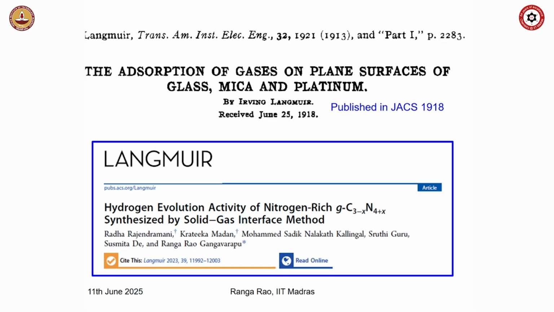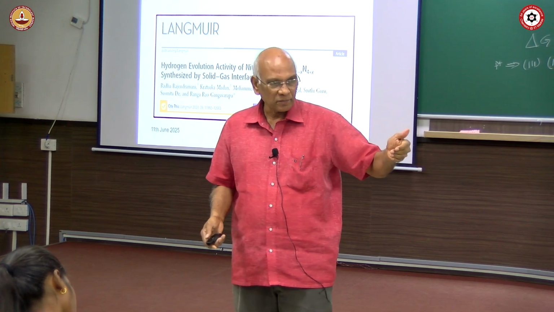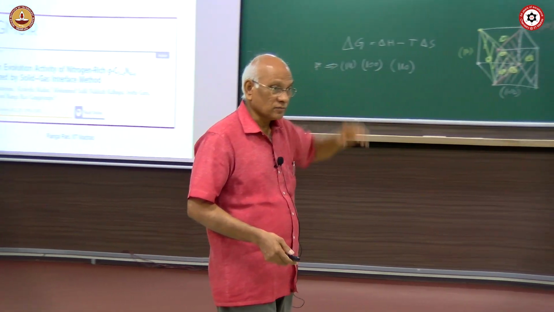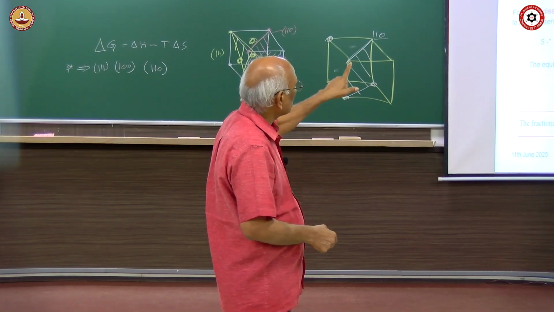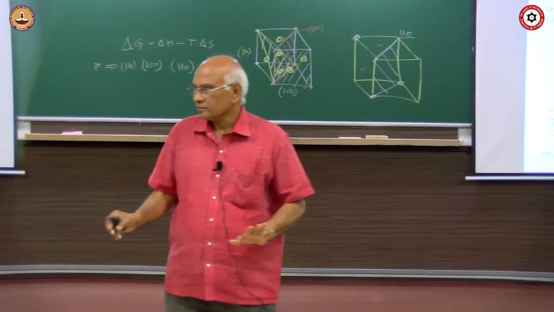We have published one recently. This is my name, 2023. And quite a few of our department colleagues have published papers in Langmuir. So Langmuir is a very popular journal. The name comes from Irving Langmuir, who did a lot of work in surface chemistry and surface processes 100 years back. So that is the Langmuir isotherm we are still studying even today.